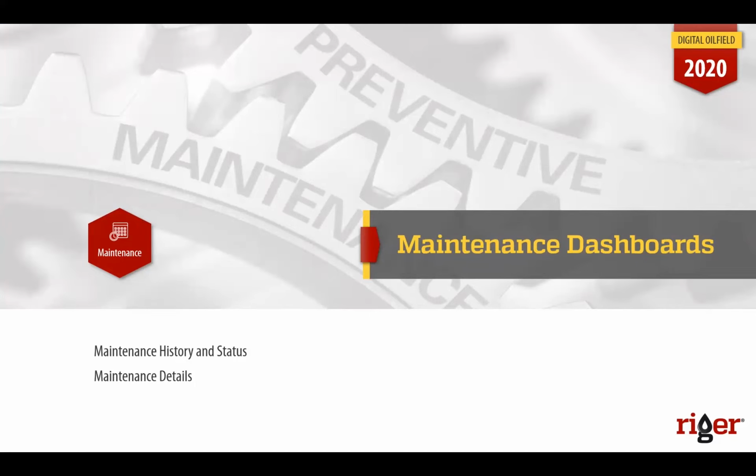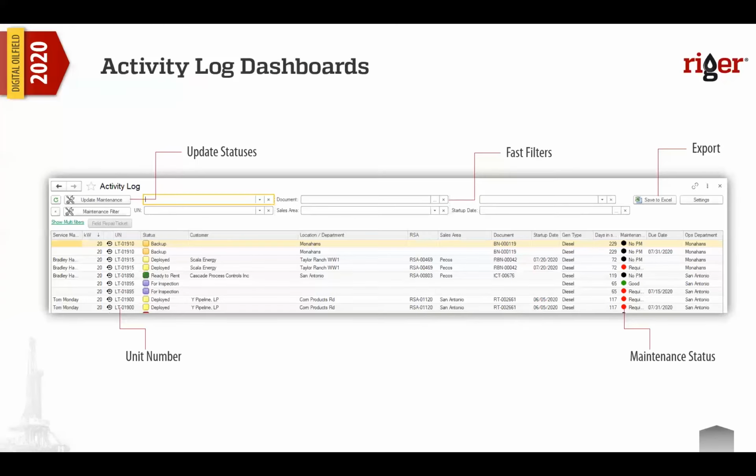So let's focus on the next step, the maintenance dashboard, and how we see the history and where we can find the history. First of all, I'd like to stress the activity log dashboard showing us the maintenance status. We can run the fast filters. We can select different rental units or particular unit numbers and figure out what needs to be done and how we will run those maintenance. Moreover, we can export this to an Excel spreadsheet.